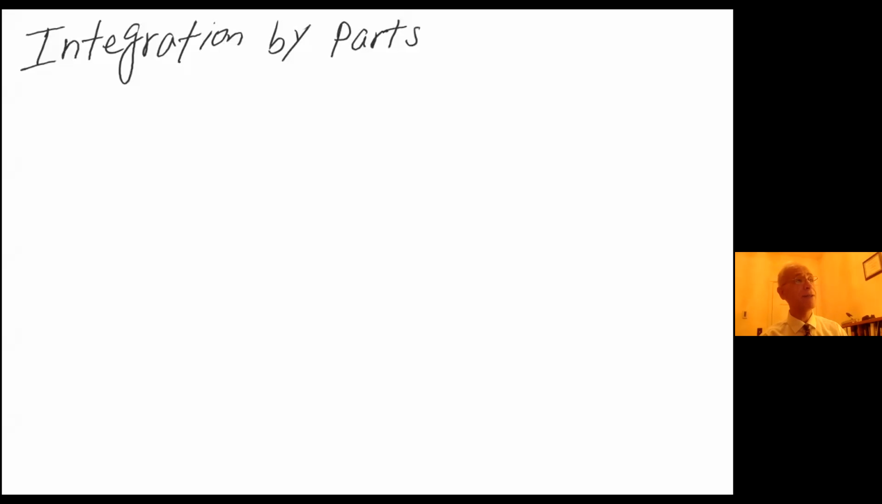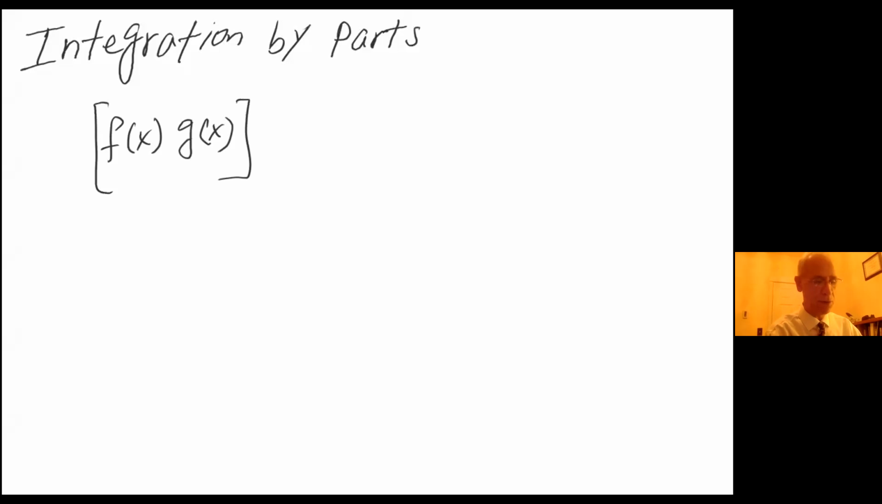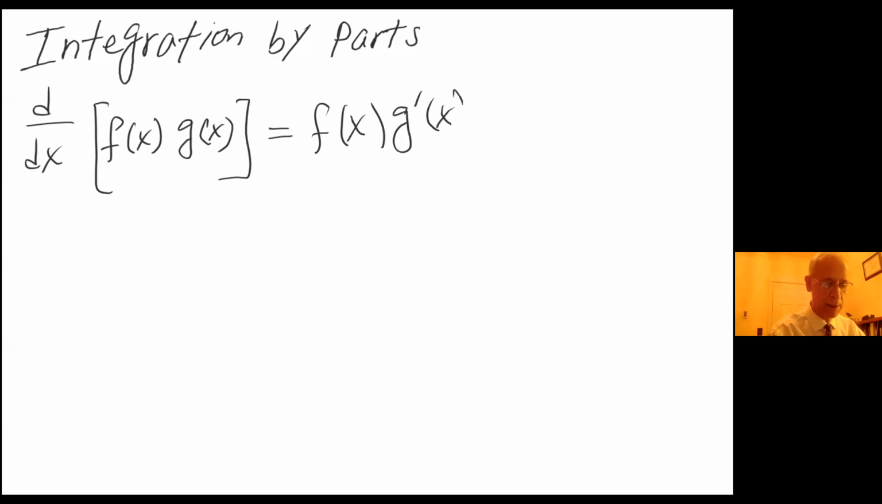I want to tell you about integration by parts. Integration by parts is the direct consequence of the product rule. Suppose you have some f of x times some g of x, and suppose we want to take the derivative of this product. The product rule tells us that we have to multiply f of x by g prime of x and add it to g of x times f prime of x.